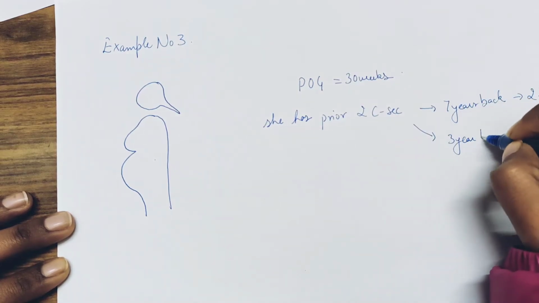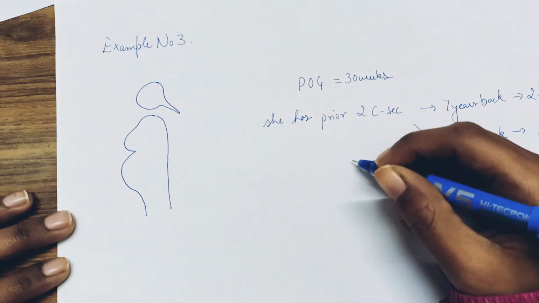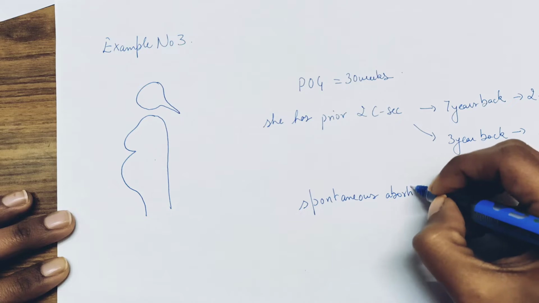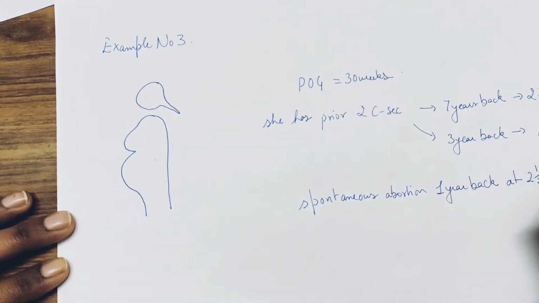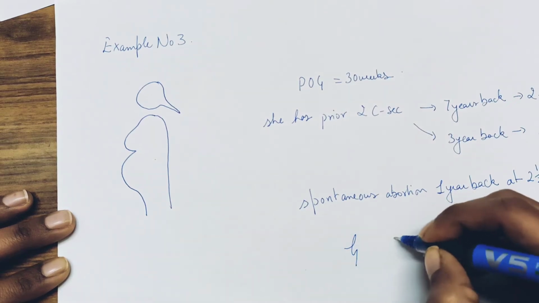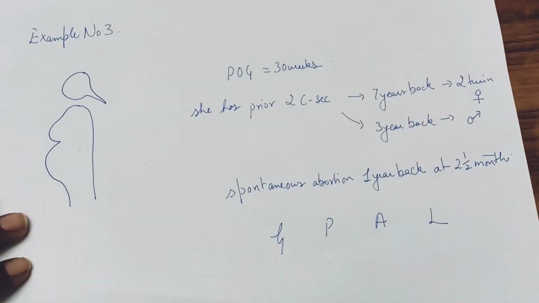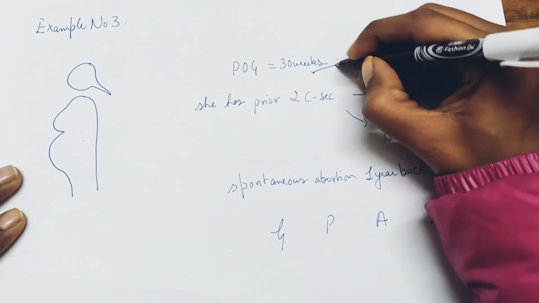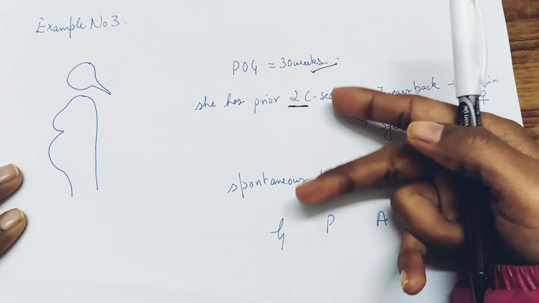And the first one was 7 years back and the second one was around 3 years back. Now she had also a spontaneous abortion, right? So she also had a spontaneous abortion. And to remind you one thing, she has twins from one cesarean, right? She has twins from one cesarean.